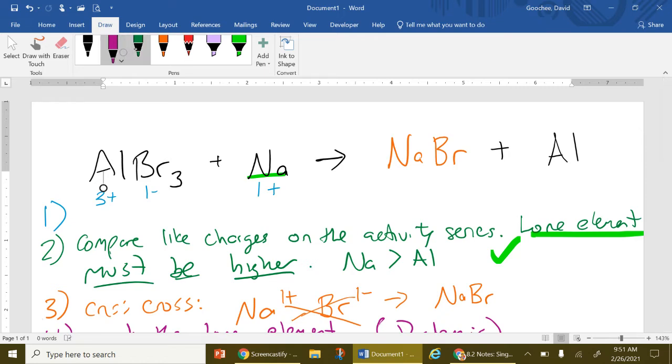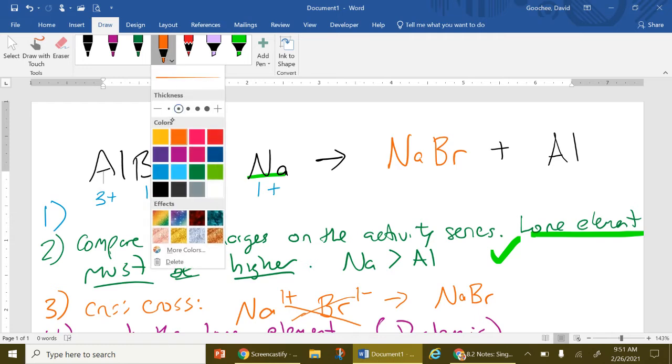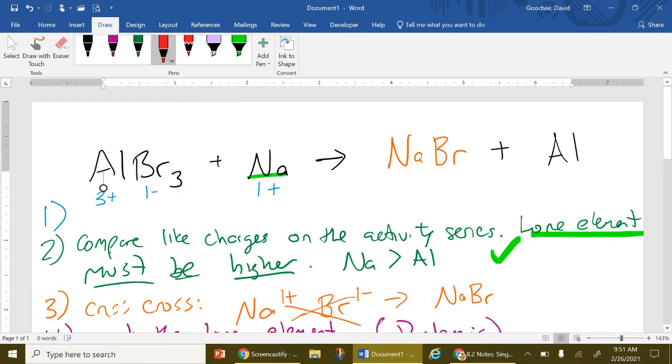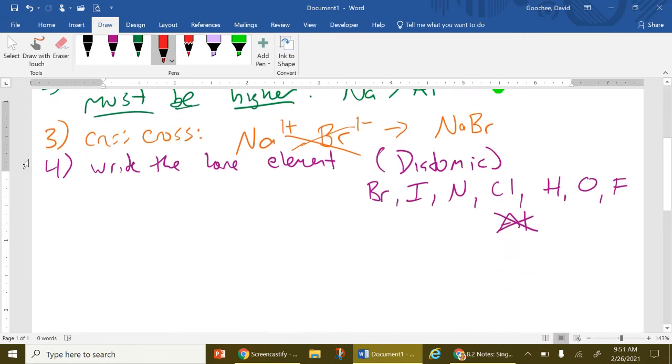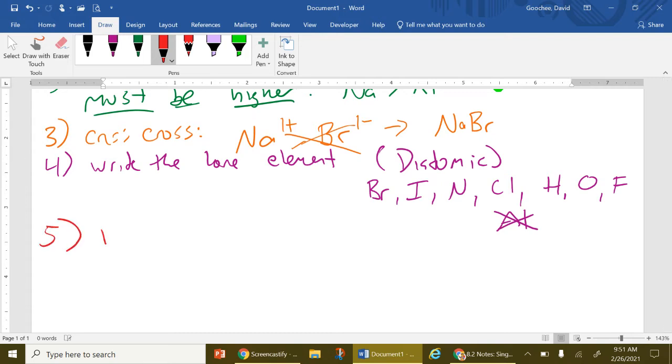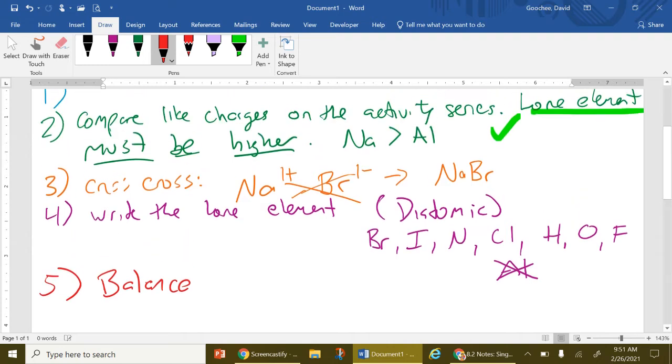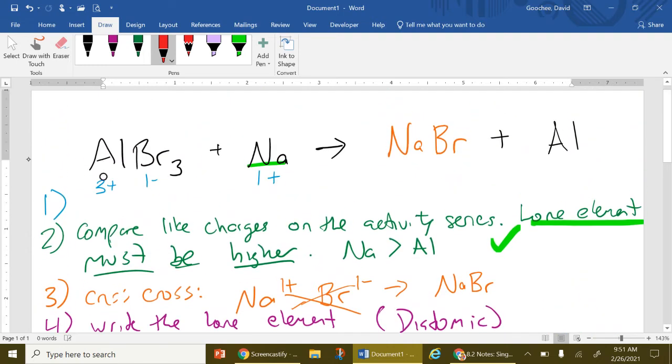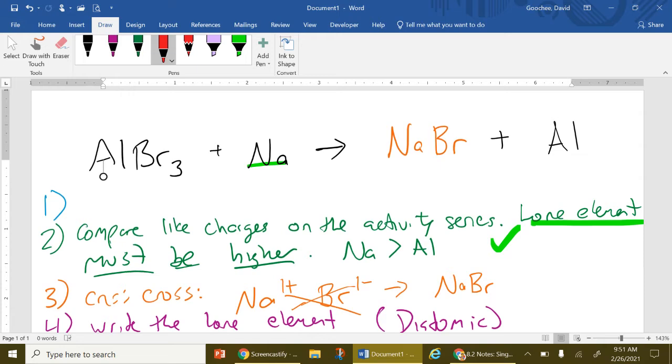And now the last step, as usual, is to balance. Maybe you can see at this point why I saved this type for last. It doesn't take a long time once you get the hang of it. It's just that there's a lot of things to keep in mind. You've got to do crisscrossing, check a chart, and remember which elements are diatomic. There's a lot to keep in your mind.